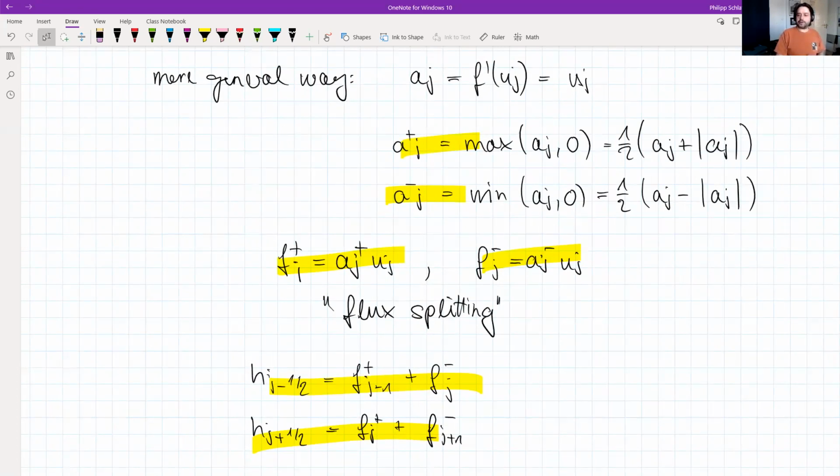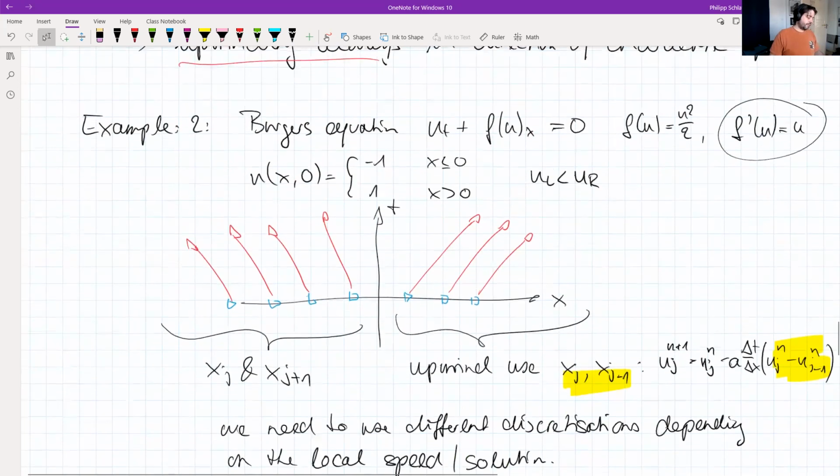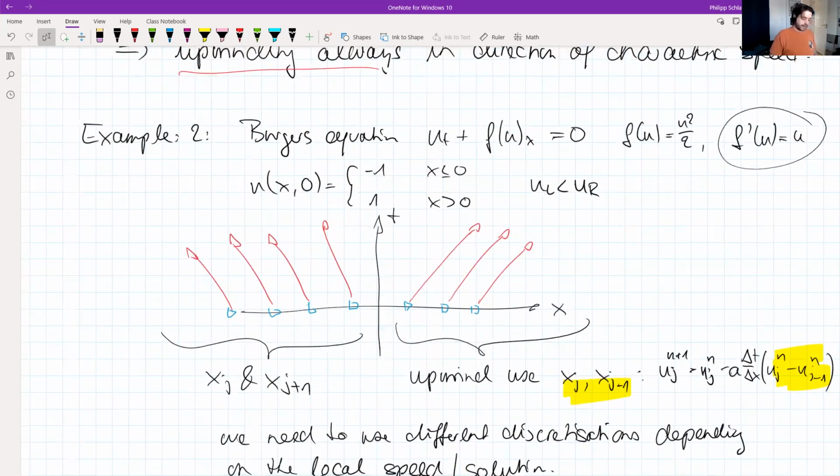Arashia will later tell you how this can be generalized for problems with multiple variables, like the Euler equations, where you first need to do an eigenvalue decomposition. You first need to get the characteristic directions. Okay, so this was now the idea of how to use upwinding.